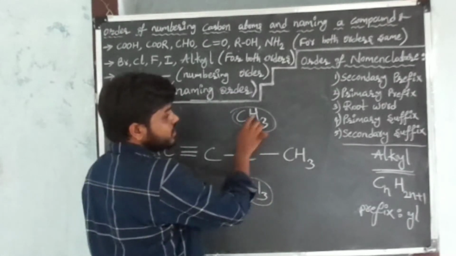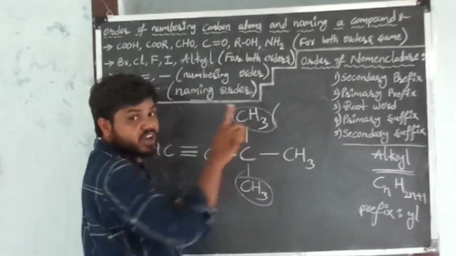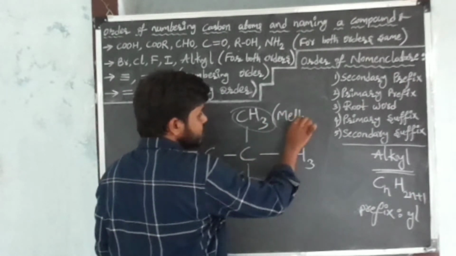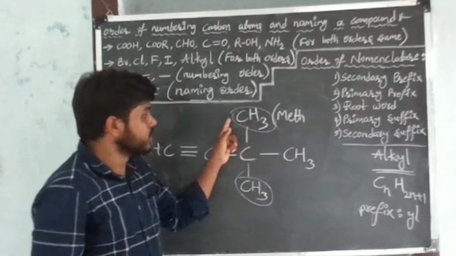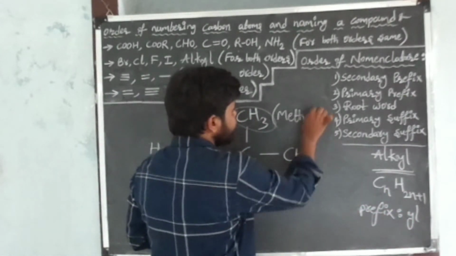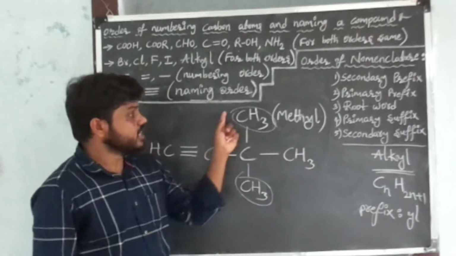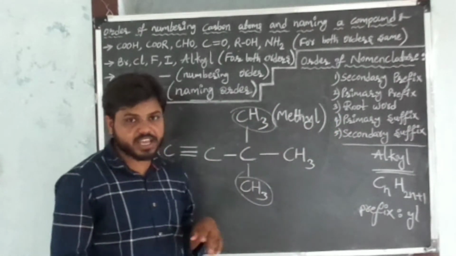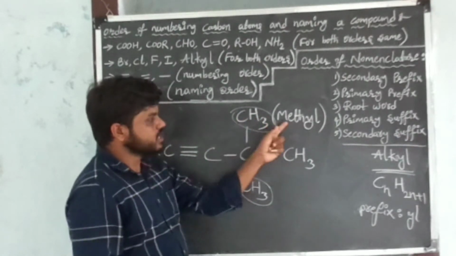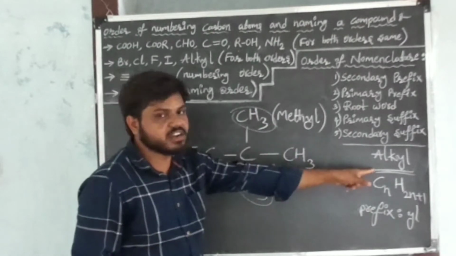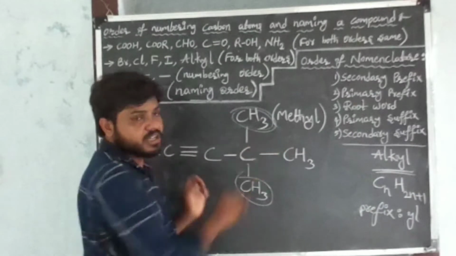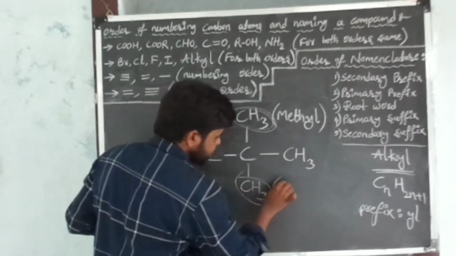What is the name of the alkyl group? In this substituent, 1 carbon is there. The root word of 1 carbon is meth, and it belongs to the alkyl group. So the prefix of the alkyl group is yl. So the name of the substituent is methyl. Here also the name of the substituent is methyl.